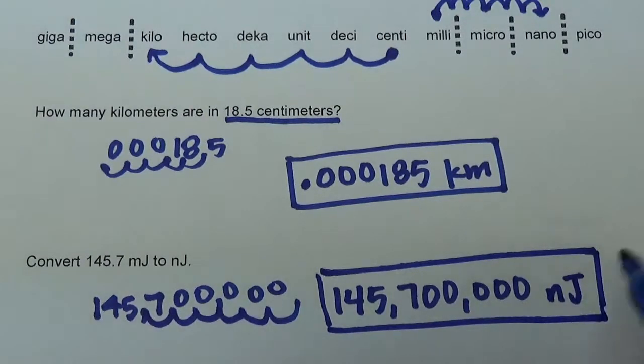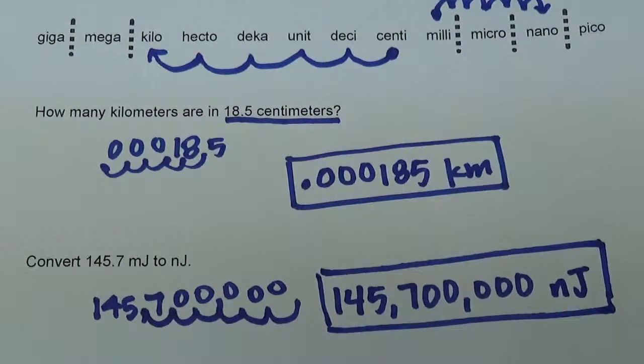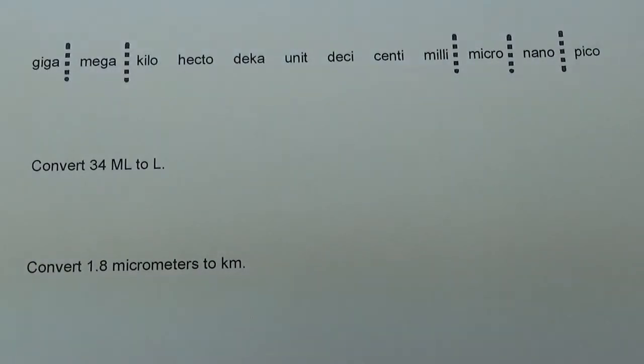Now if you'll notice, this problem has a lot of zeros that we had to write out, and sometimes they can get even more zeros than that. So here in a little bit we're going to learn how we can use scientific notation to help us not have to write those numbers out quite as long. Okay, here are a couple more practice problems.